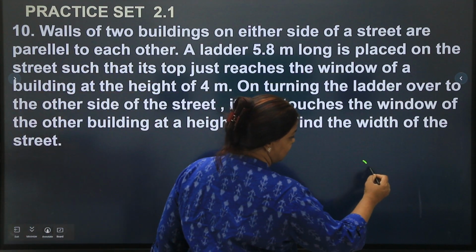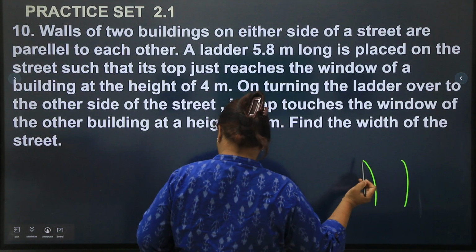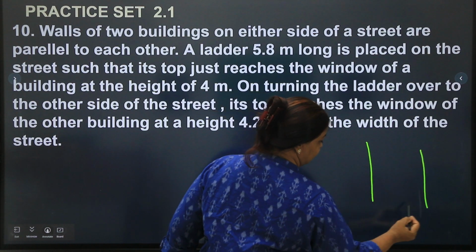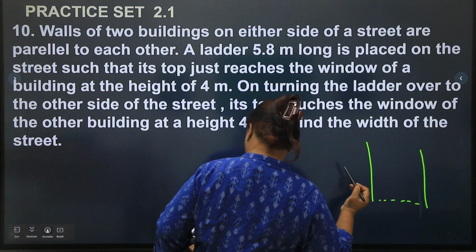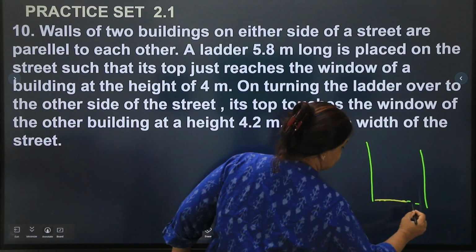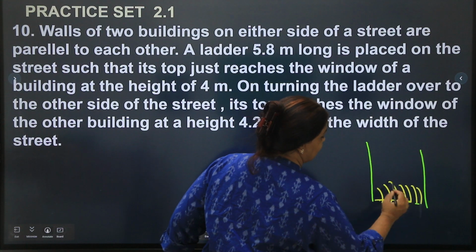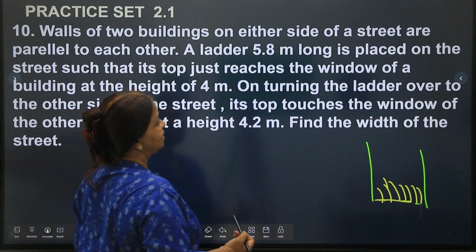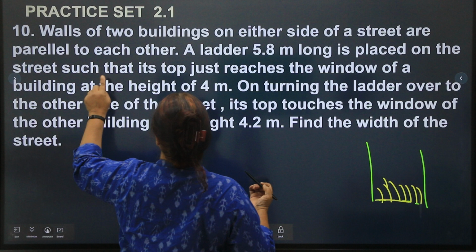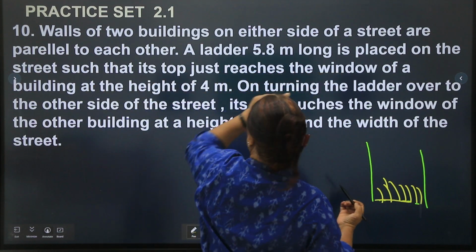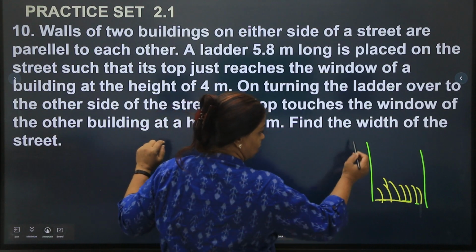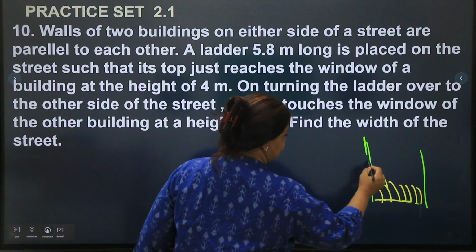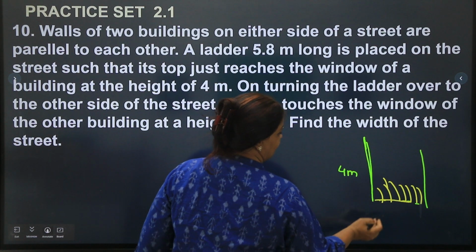Walls of the two buildings on either side of the street are parallel to each other. Means there is a street in the middle and there is one building here and another building here, and in the middle this is the street. And these walls are parallel to one another. A ladder 5.8 meter long is placed on the street such that its top just reaches the window of the building at the height of 4 meter. So there is one building which is at the height of 4 meter.